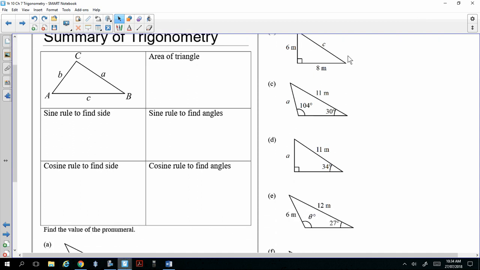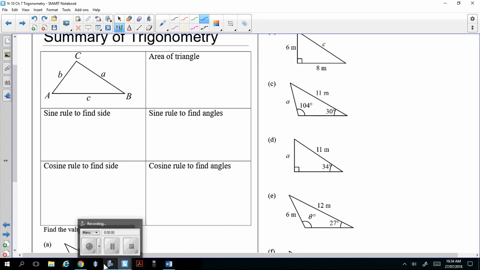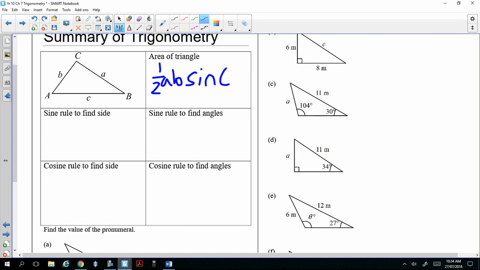It's about triangles, so we're going to learn how to find the missing side of the triangle. There are new formulas that you learn about the non-right angle triangle. So let's write them down. The area of the triangle is half AB sine C. You should memorize the formula.